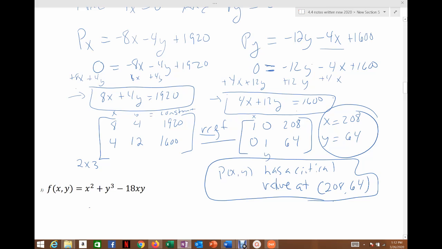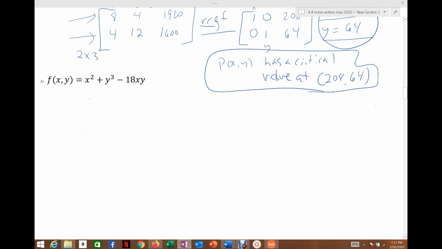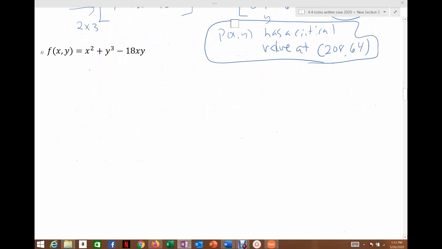Again, this is the case we're looking at right now, so it's only going to be a 2 by 3. The first row should be your first equation, the second row should be your second equation. When you solve, you should get a single x value and a single y value.